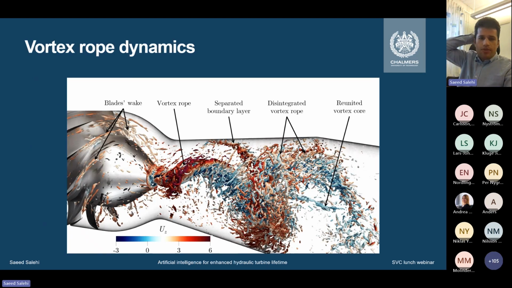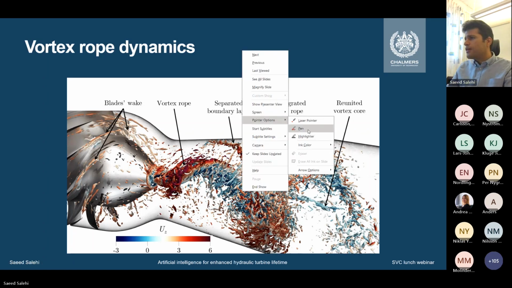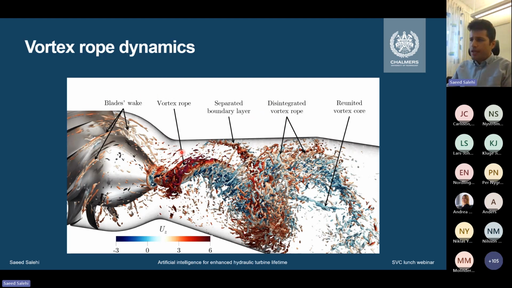So when we solve the flow, we obtain a broad range of complex physics and the interaction of these physics together. You can see here, for instance, the main vortex rope, which is very similar to what happens in turbines at part load condition. We have the wakes at the trailing edge of the runner. We have a separated boundary layer here due to a strong adverse pressure gradient. We have disintegration of the vortex rope, and later downstream we have the reunited vortex rope.